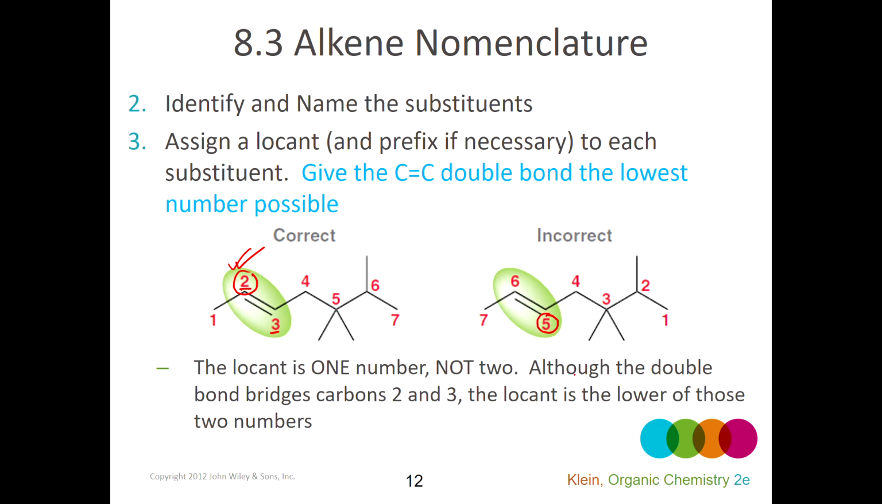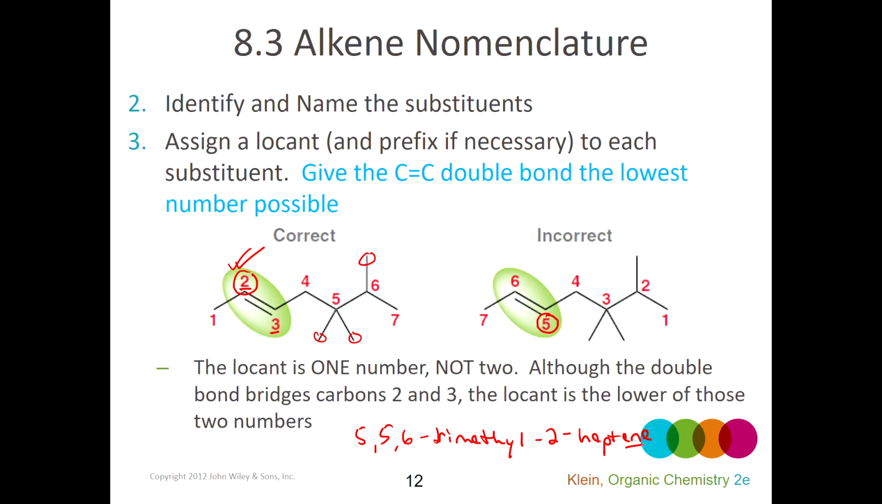And my concern here is to give the double bond the lowest number possible, not really worrying about where the other substituents end up. They'll end up wherever they end up, and in this case they'll end up on 5, 5, and 6. So that would be 5,5,6-trimethyl, 3 methyl groups, and then I would have a 2 to indicate where the double bond is, 2-heptene.